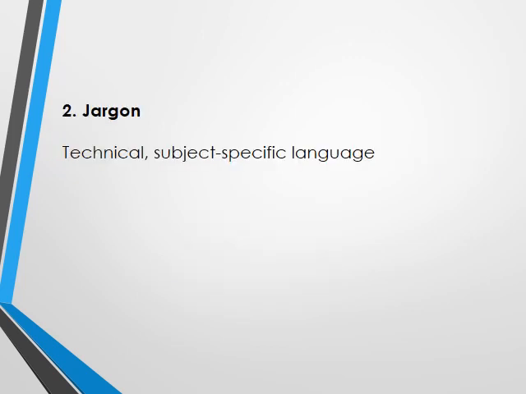Secondly, we get jargon. Jargon is defined as technical, subject specific language. It is language used in a specific subject. So when you talk about music, you talk about piano forte and glissando and all those other big words that someone who doesn't have a background knowledge of music will not understand.